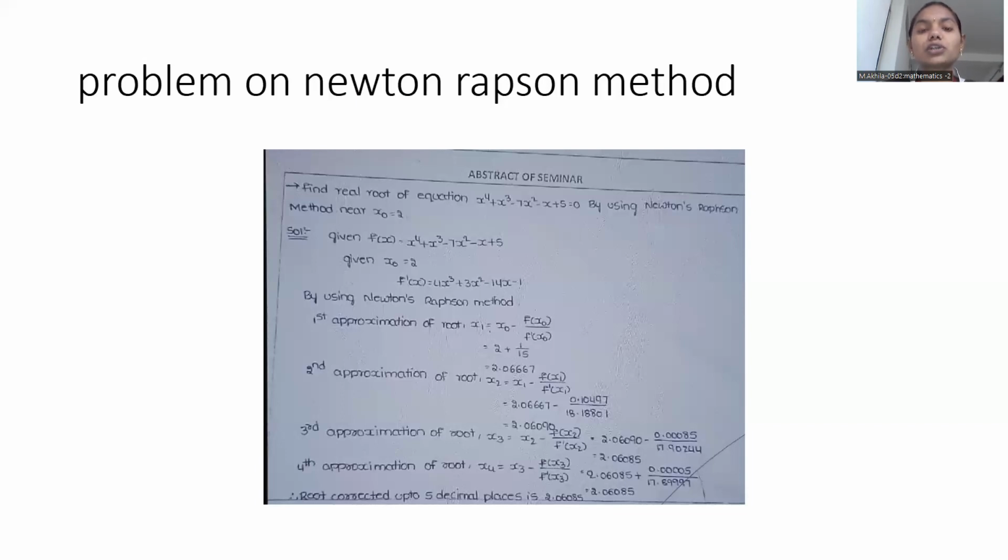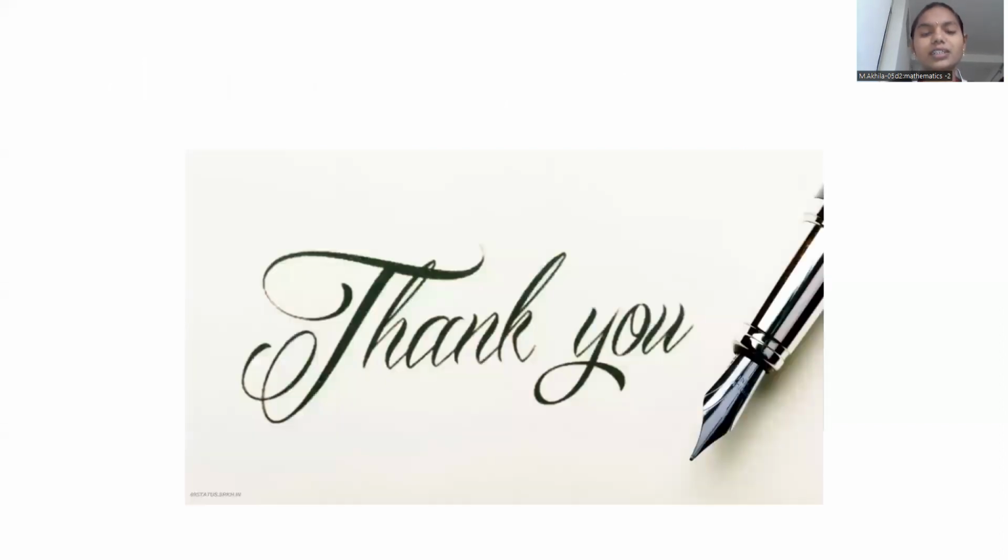Fourth approximation of the root: x4 equal to x3 minus f of x3 by f dash of x3. If we substitute the x3 values, we get the fourth approximation as 2.06085. If we observe the third and fourth approximations, both are coinciding up to 5 decimal places. So the root corrected up to 5 decimal places is 2.06085. Thank you.